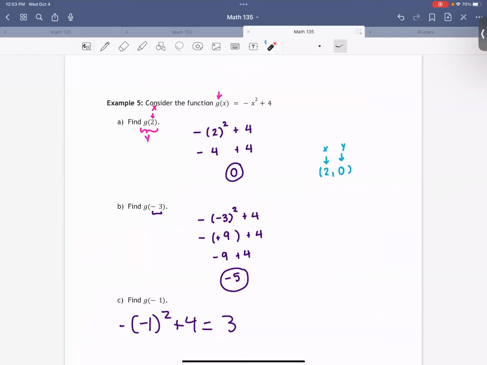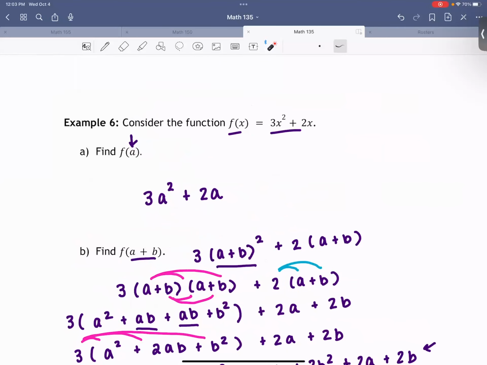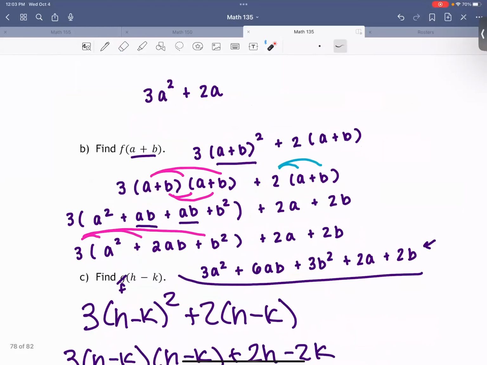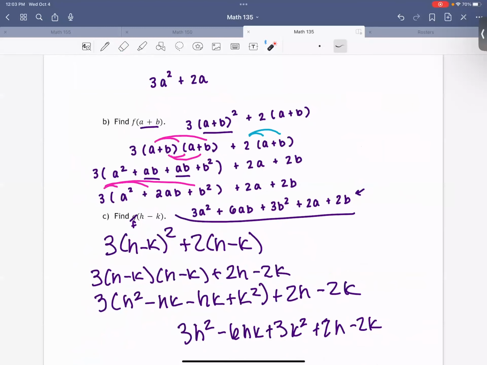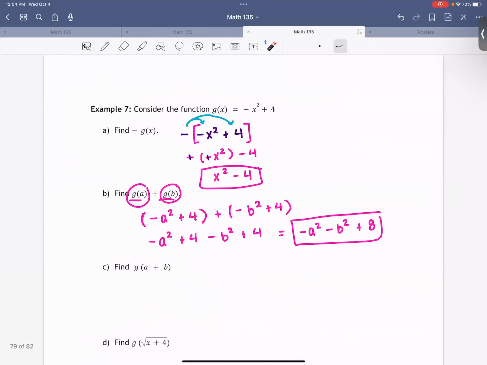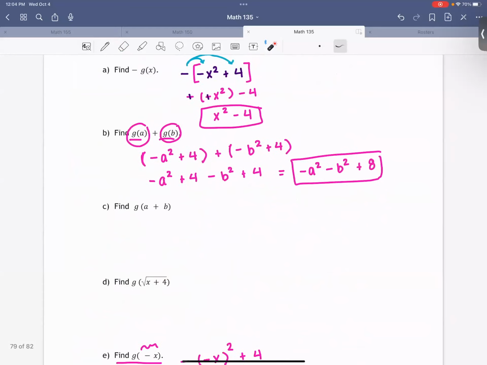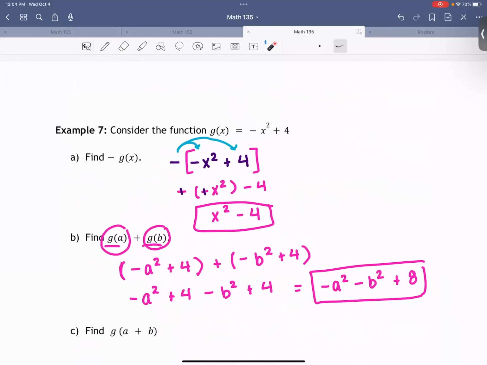And then we stepped it up a notch by not just plugging in numbers, but expressions. Like, for example, f of a plus b was replacing x with a plus b. Now, you have to be really careful when you do this. You have to put parentheses around what you plug in, or else you might make a mistake. We did a bunch of examples of plugging in expressions like h minus k and even negative x into our expressions. And that's kind of where we left off.